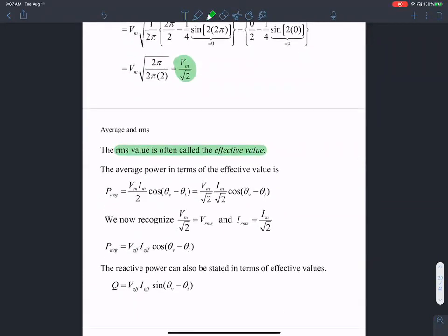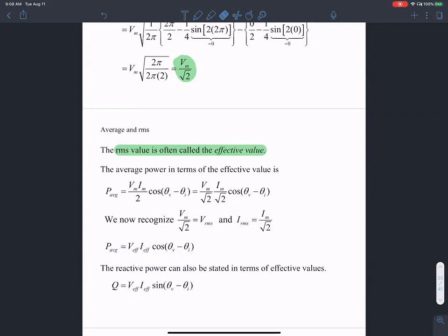So the average power in terms of the effective value is Vm Im over 2 cos(theta V minus theta I). I'm going to write it as Vm over square root of 2 times Im over square root of 2, because square root of 2 times square root of 2 is 2 in the denominator. It's simply breaking Vm Im over 2 into two components. So VRMS times IRMS times cos(theta V minus theta I) is the average power. By the same token, sine(theta V minus theta I) times VRMS IRMS gives the reactive power; only the cosine changes to a sine.